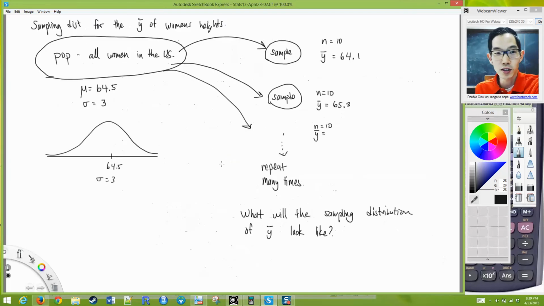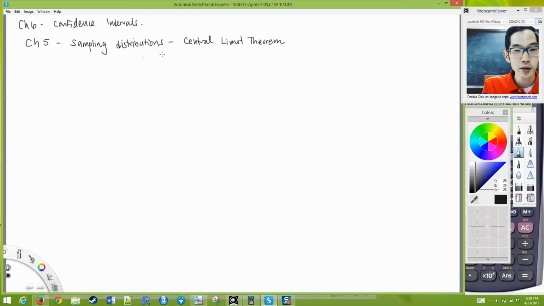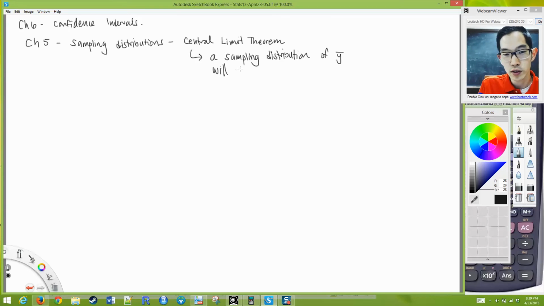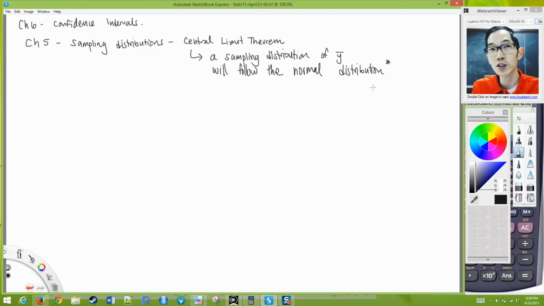That's what the central limit theorem states, okay? Basically, in short, a sampling distribution of y bar will follow the normal distribution. With a little asterisk, meaning there are certain conditions that apply for that to be the case. But that's essentially what the central limit theorem states. Okay? You create the sampling distribution, which is the distribution of basically all possible y bars that can come from different samples. That thing will follow the normal distribution. Okay, so keep that in mind.